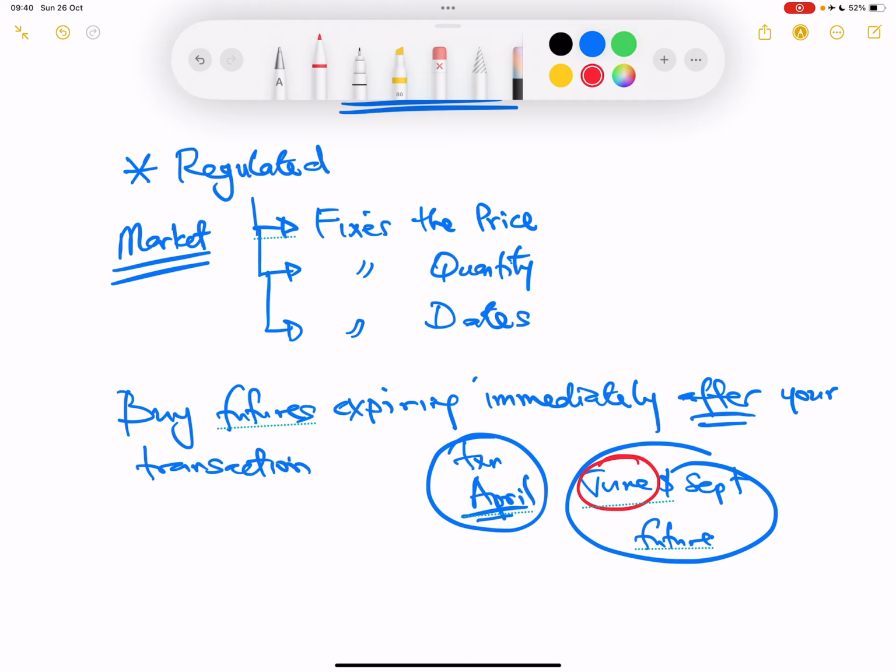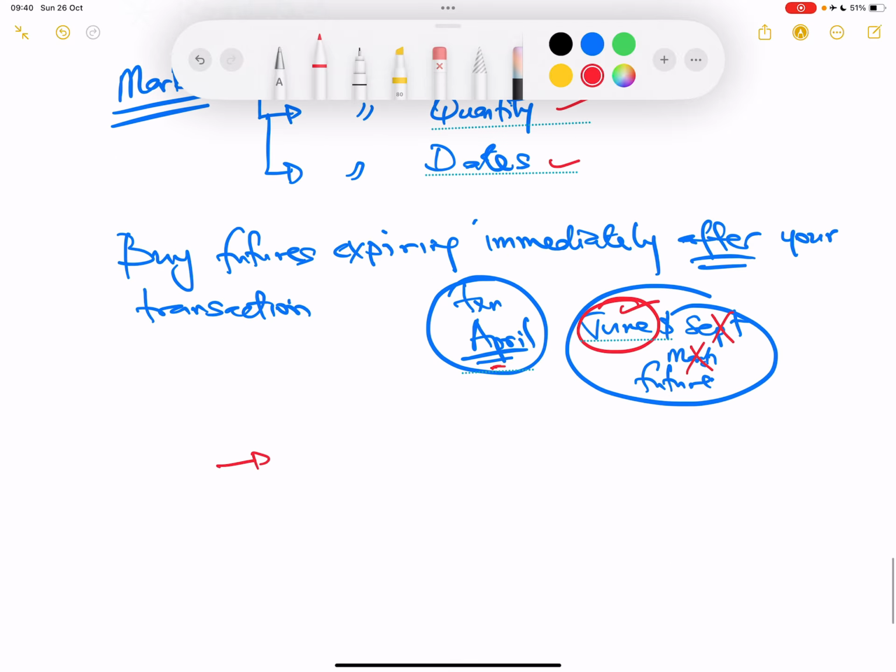So take for instance, let's say you have June, you have March. You can't go for March. You can't go for September. March is earlier than your transaction date. September is too far because you have June available. So you do June futures. Please go with me gradually as I'm breaking it down. So price is fixed, quantity is fixed, dates are fixed because they are regulated. And you can sell or buy a future. You can do both. It all depends on your situation.